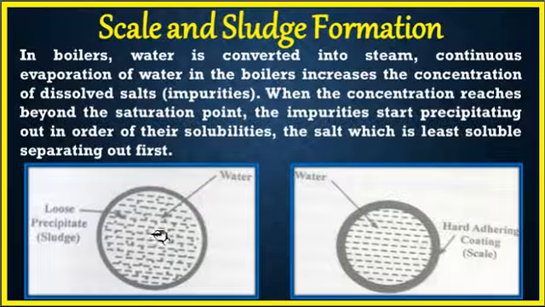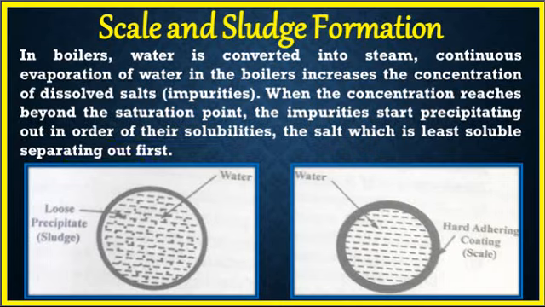We know that in boilers, water is converted into steam. The continuous evaporation of water in the boilers increases the concentration of dissolved salts in the remaining water present in the boiler. So as the steam generation continues, the concentration of the salt in the remaining water in the boiler continuously increases. When the concentration reaches beyond the saturation point, the impurities start precipitating out in order of their solubilities. The salt which is least soluble separates out first.